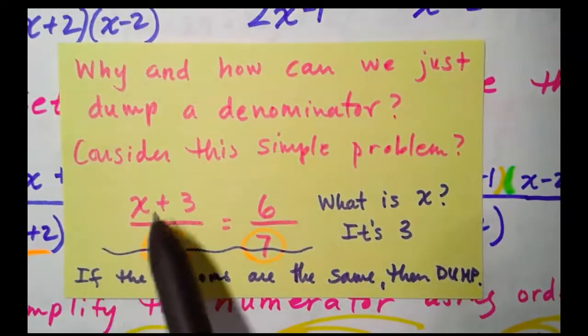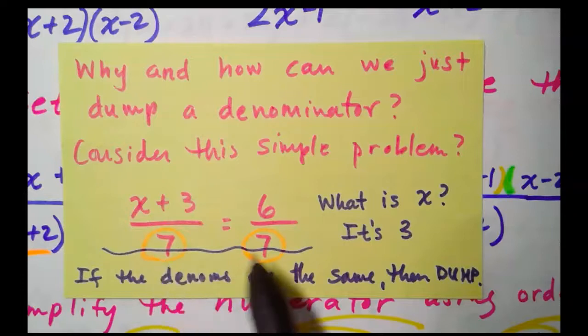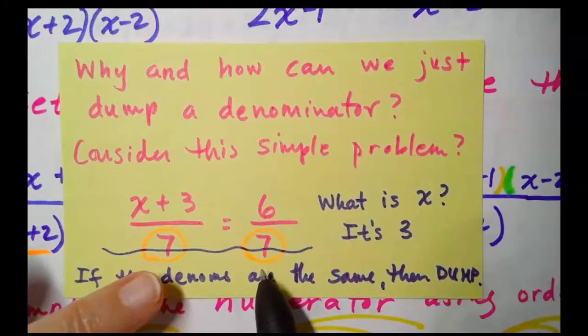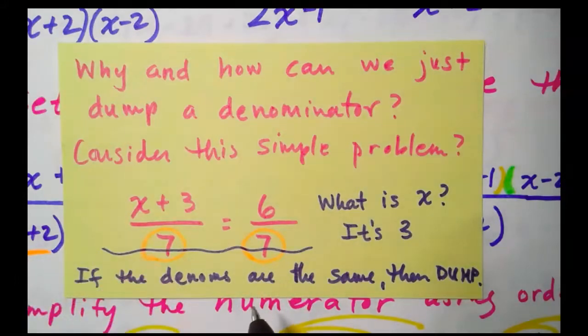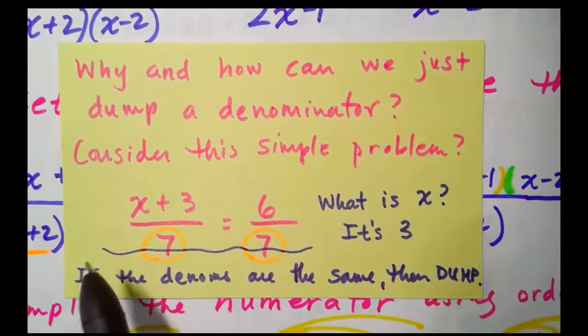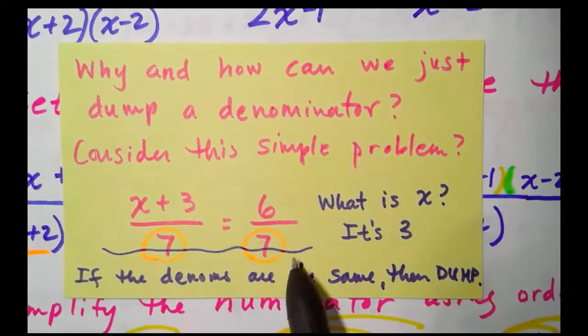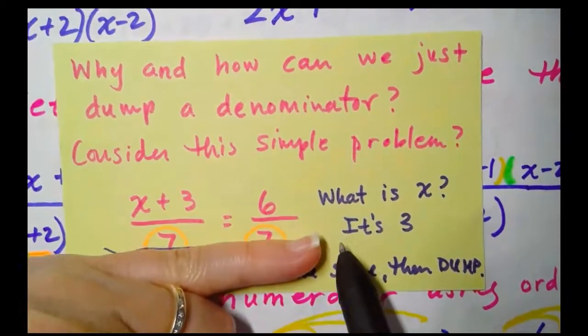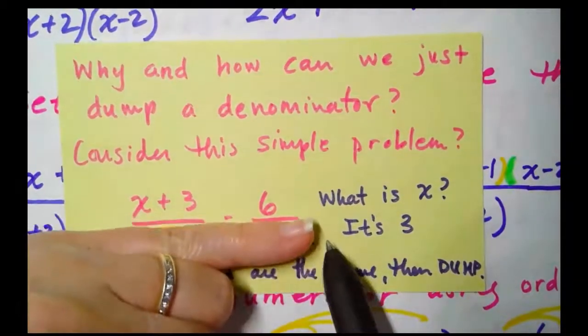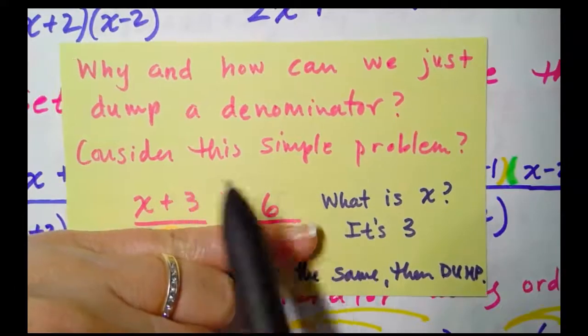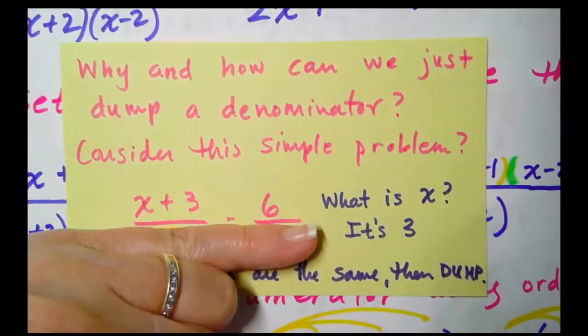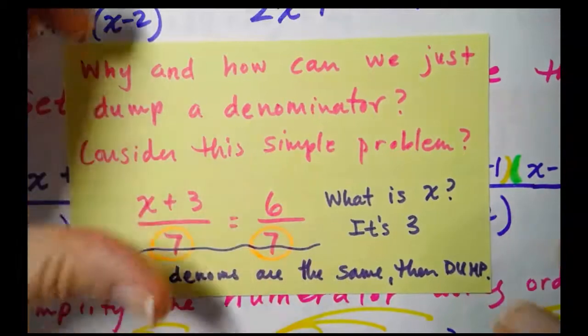If we have x plus 3 over 7, and that's set equal to 6 over 7, as long as the denominators are equal, then we're comparing like parts. Therefore, if the denominators are the same, you can just dump them and you're done with them. And then all you have to do is solve the two numerator expressions set equal to each other. So that's why x has to be equal to 3.